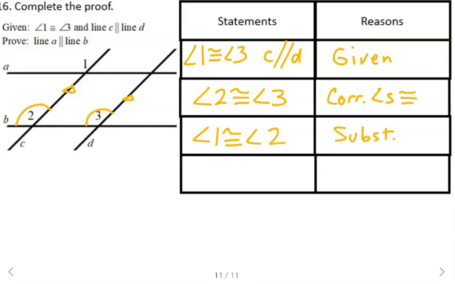Or you could say some transitive property. Now that we see 1 and 2 are congruent, then we know those lines a and b are parallel. So a must be parallel to b because corresponding angles are congruent. If corresponding angles are congruent, then the lines are parallel.